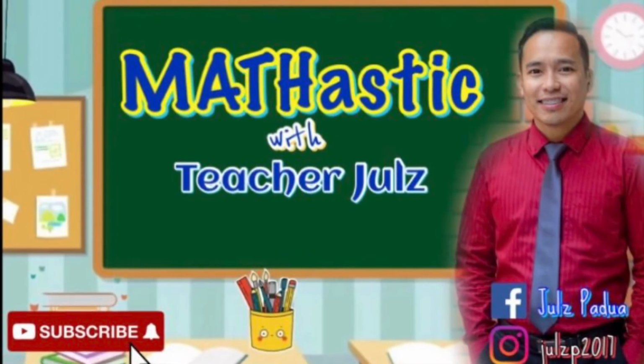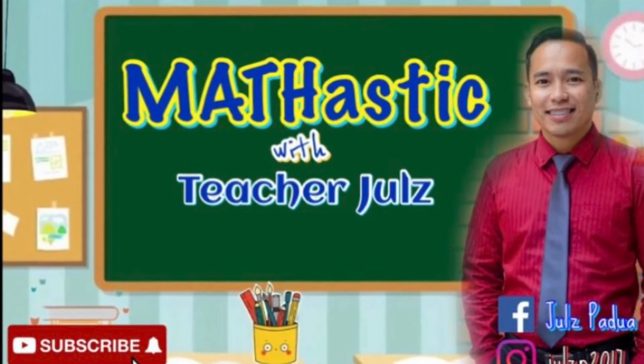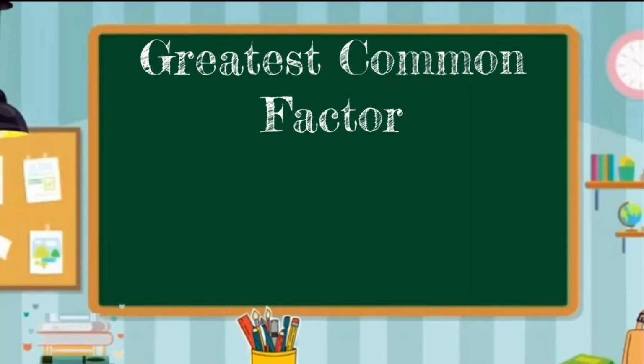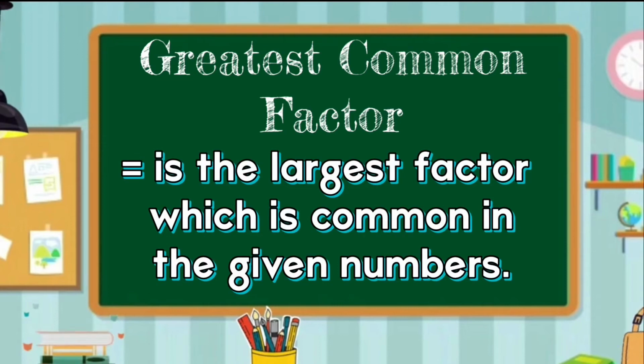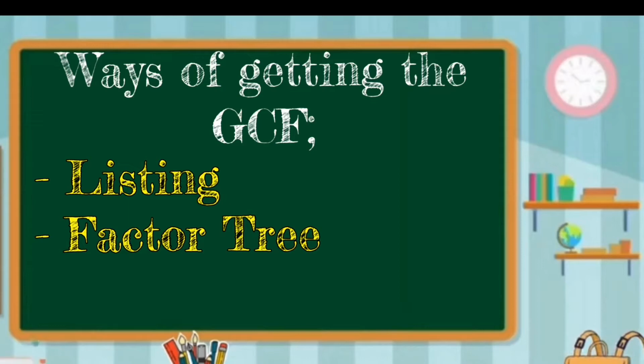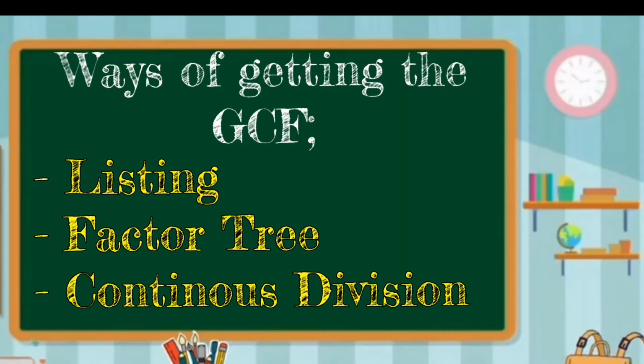In today's video, we're going to talk about the greatest common factor or the GCF. By definition, the greatest common factor, or the GCF, is the largest factor which is common in the given numbers. There are three ways of getting the GCF: by listing, by factor tree, or by continuous division.